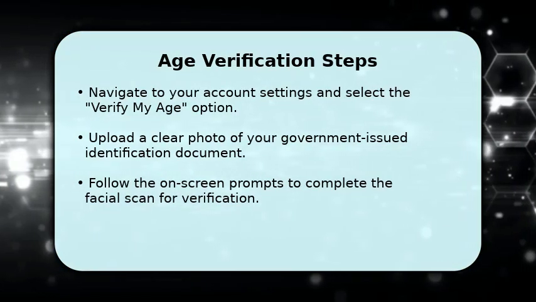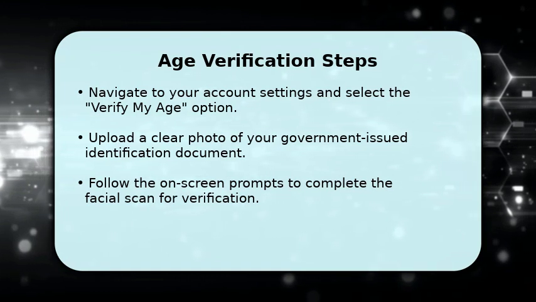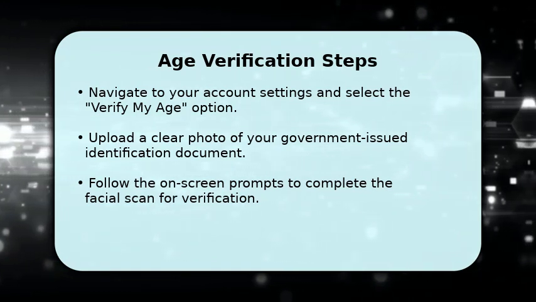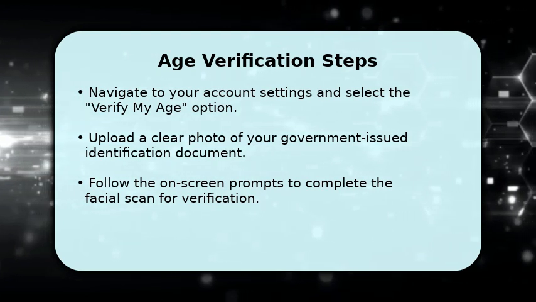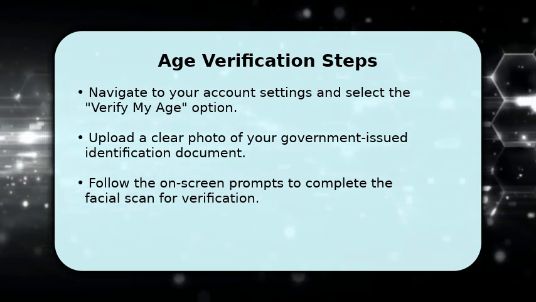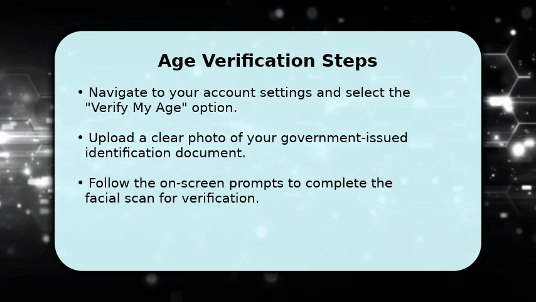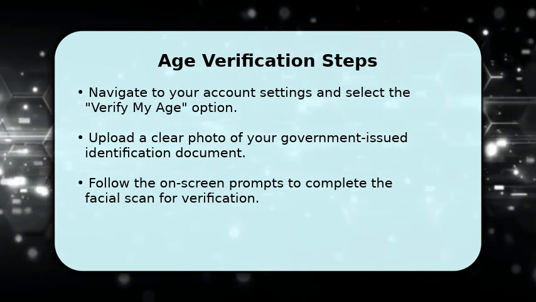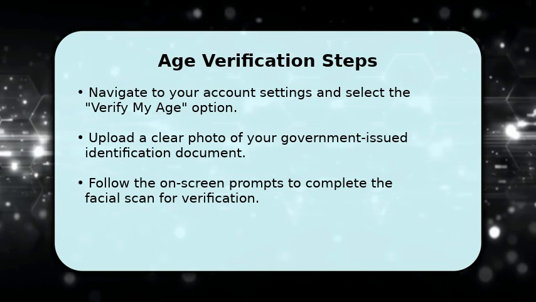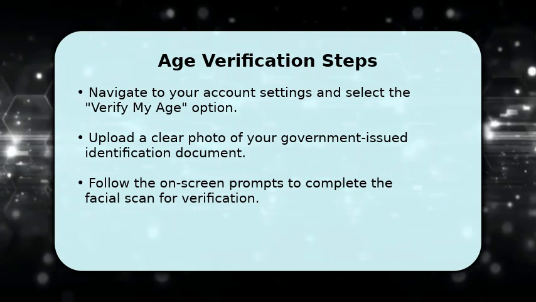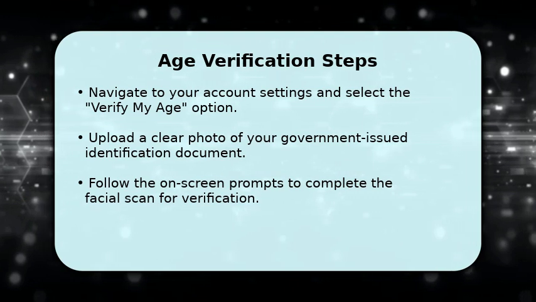Once you've confirmed your eligibility, the next step is age verification. Go to your Roblox account settings and find the Verify My Age section. You'll be prompted to upload a photo of a valid government-issued ID, like a driver's license or passport. After that, you'll complete a quick facial scan to match your face to the ID. This process usually takes only a few minutes to complete.